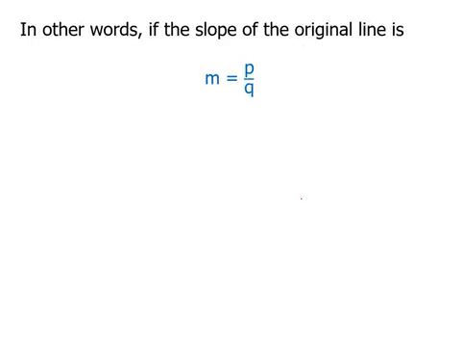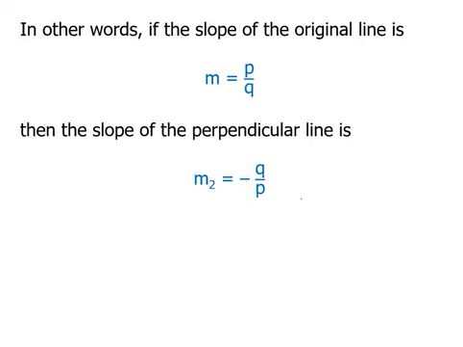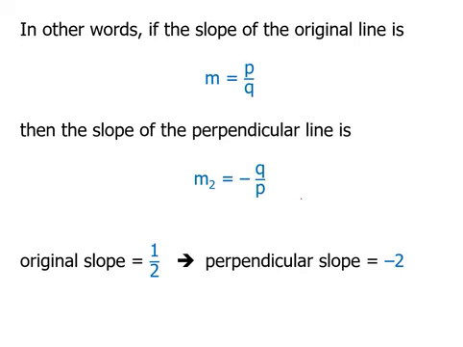And so the slopes of perpendicular lines are opposite signed reciprocals. So that's a hard idea to understand. In other words, if the slope of the original line is P over Q, then to get the perpendicular line, we have to flip the fraction over and add a negative sign, negative Q over P. So if the original slope is 1/2, then the perpendicular slope: 1/2 flipped over, the reciprocal of 1/2 is 2, and then we have to put a negative sign on it. So positive 1/2 and negative 2, those are 2 perpendicular slopes.